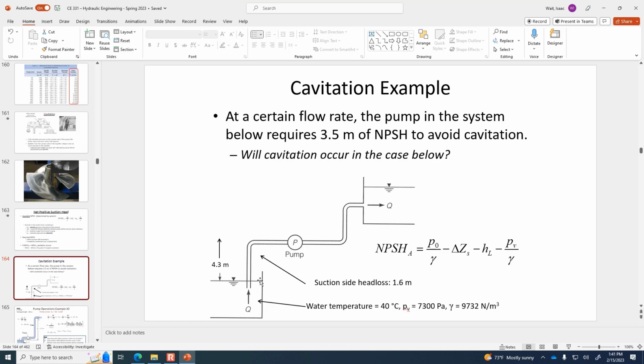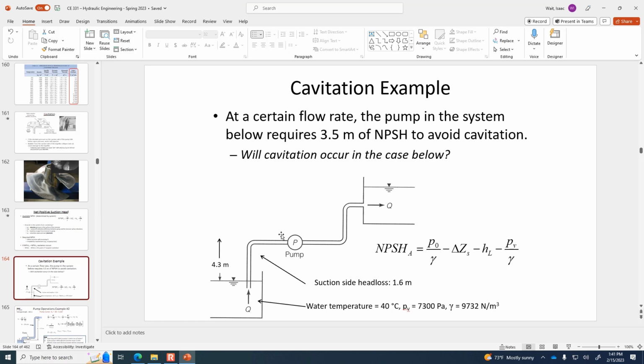So that would be one thing that could be done, is just lowering the pump. And of course, the pressure side is going to have to be longer, but we're not worried about cavitation on the pressure side. It only sets up on the suction side. So the number one thing you can do is lower the pump.